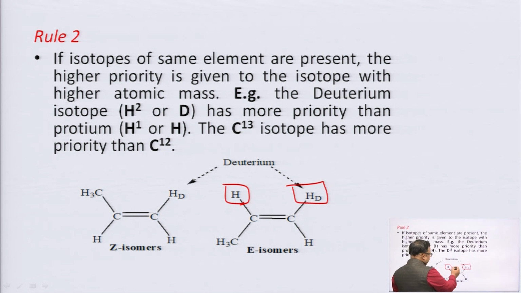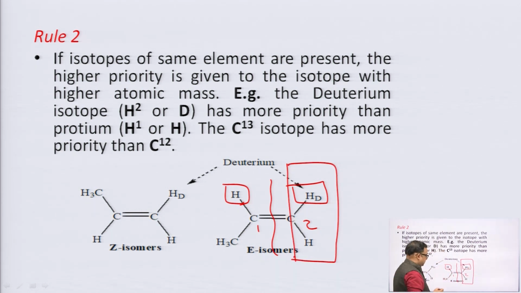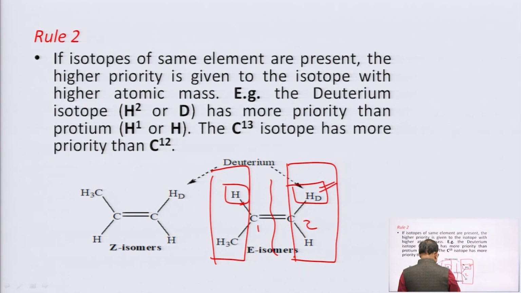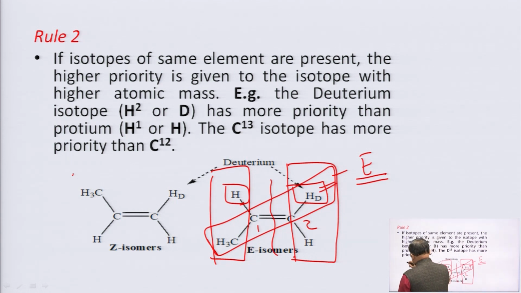So, in this particular case, again designate carbon 1 and carbon 2. Here hydrogen and deuterium are present, so we are giving the high priority to deuterium, and on this side hydrogen and methyl are present, so methyl will be given higher priority. Methyl and deuterium are present opposite to each other, so we give it the designation E isomer. In this case, methyl and deuterium are present on the same side, so we call it the Z isomer.